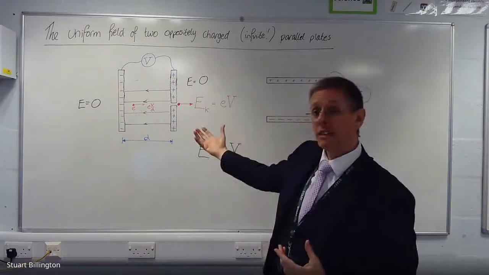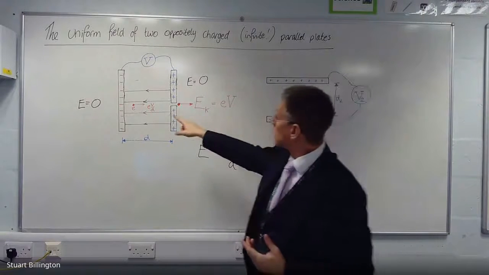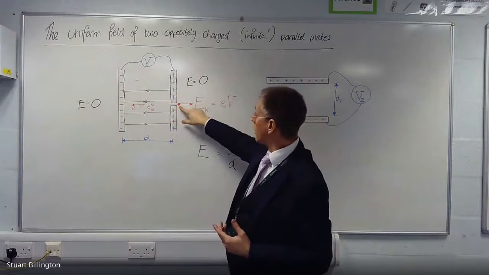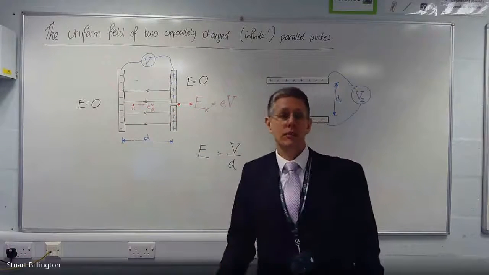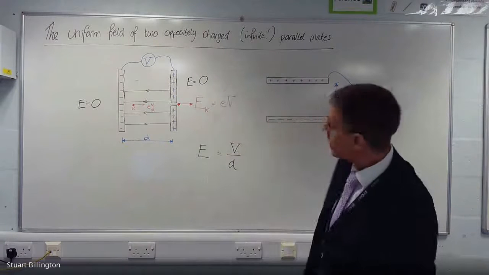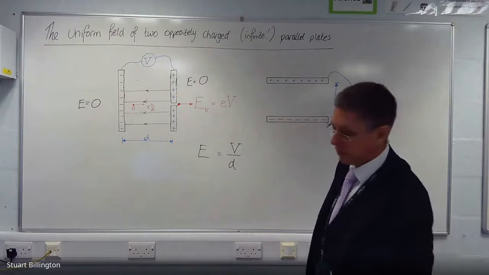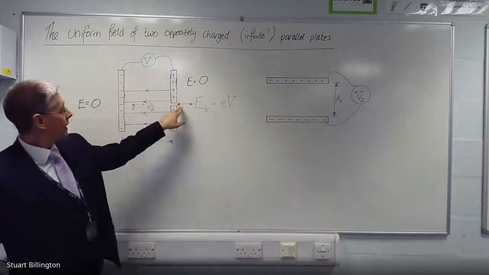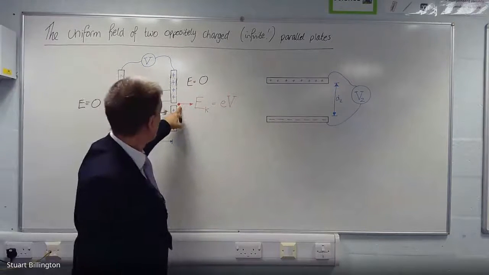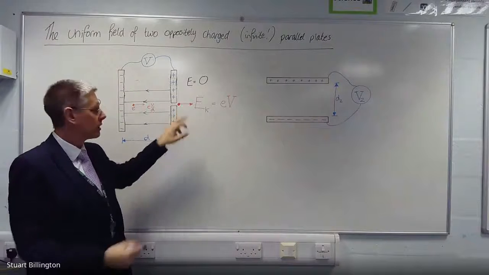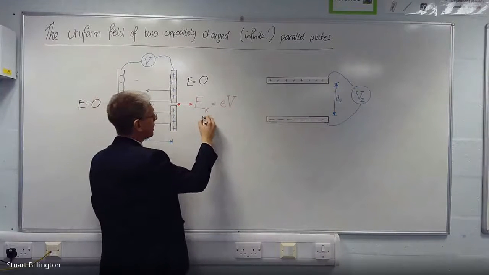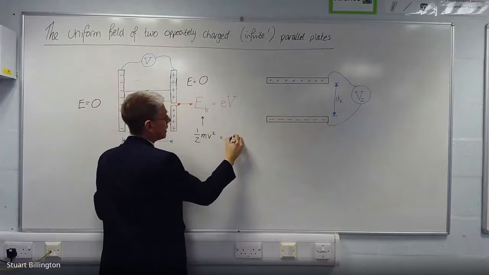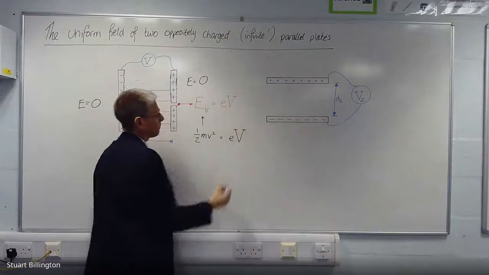So this is our electron gun. We accelerate electrons across this gap, and when they come out, they're free. So we can now work out the kinetic energy of the electrons that comes out of our electron gun, because this is just a half mv squared, and it's equal to eV.